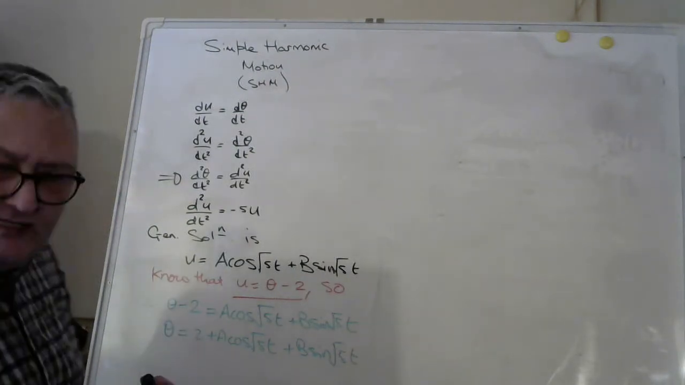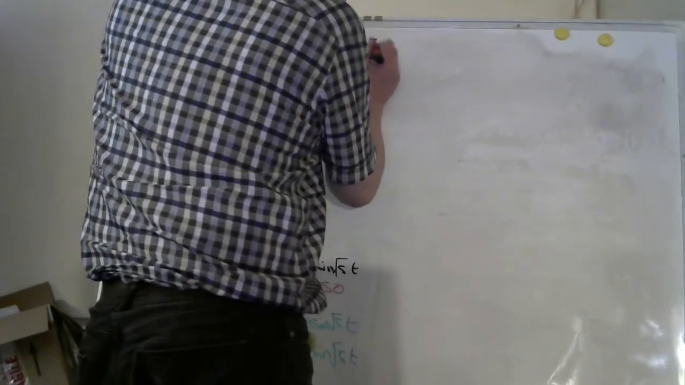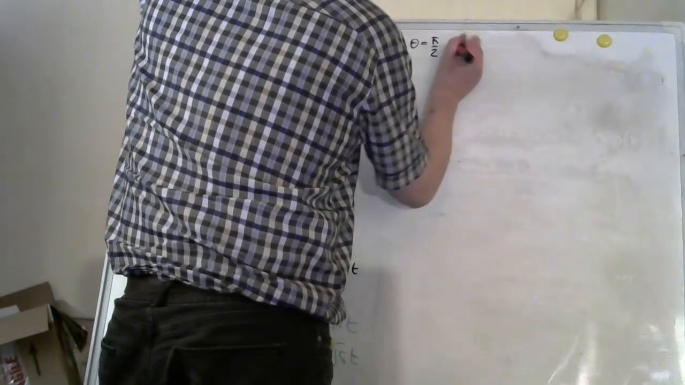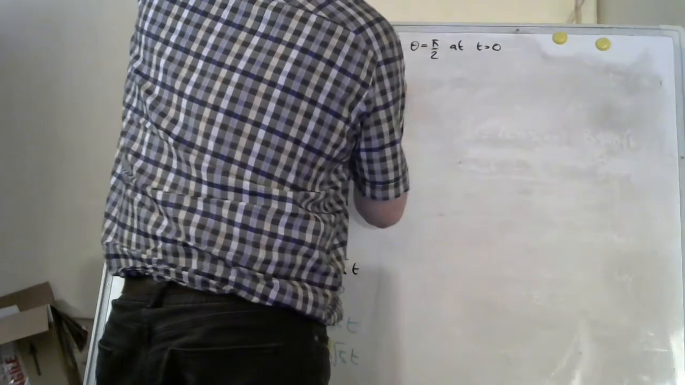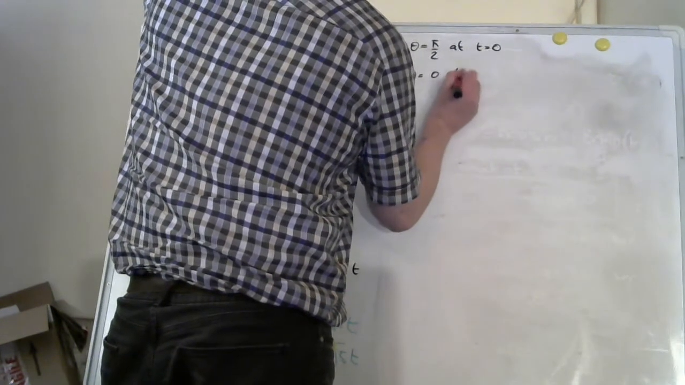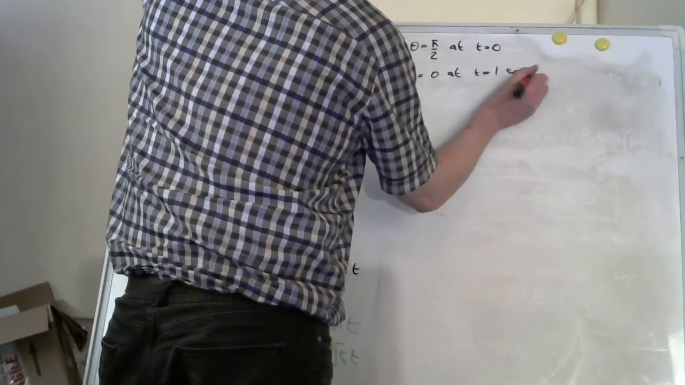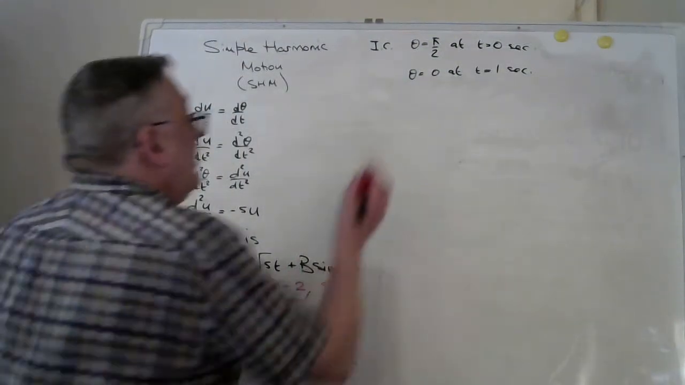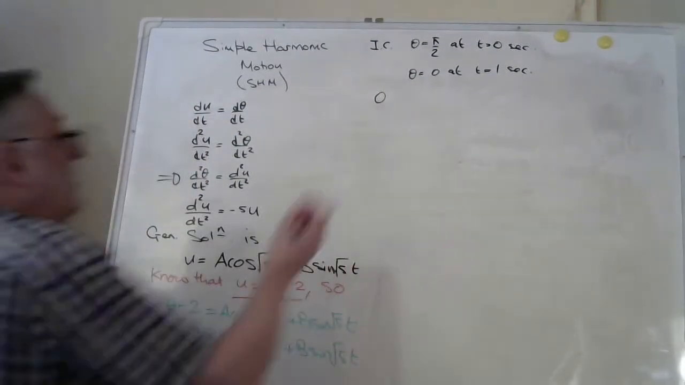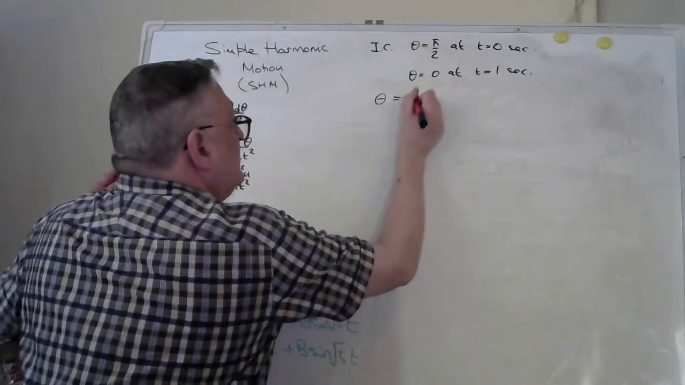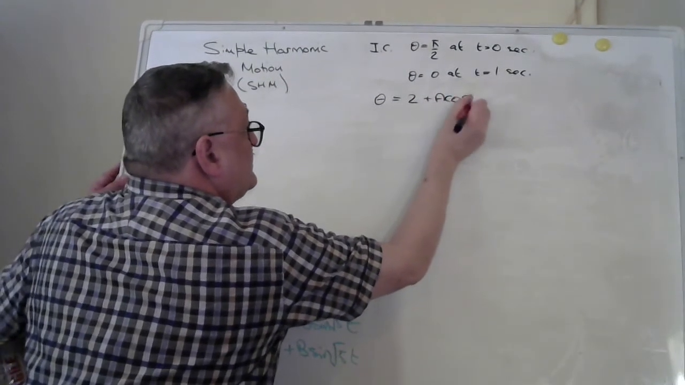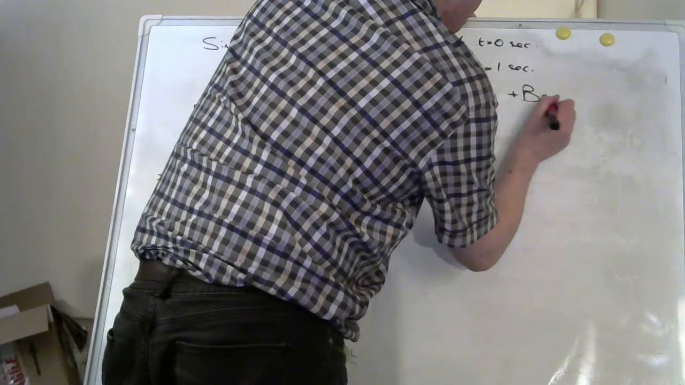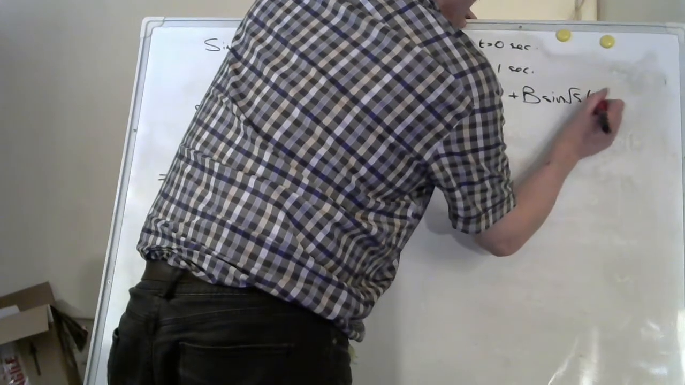So what did I say the initial conditions are? I think I chose initial conditions to be theta equals pi over 2 at t equals 0 and theta equals 0 at t equals 1 second, didn't I? Okay, so we've got theta equals 2 plus a cos root 5t plus b sine root 5t. I'm rewriting it up here.